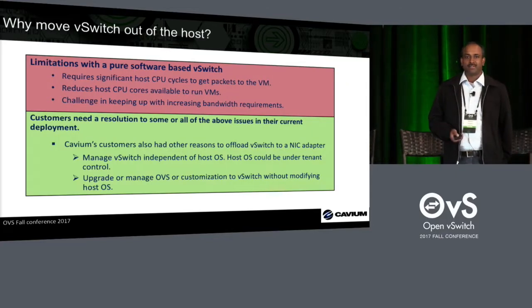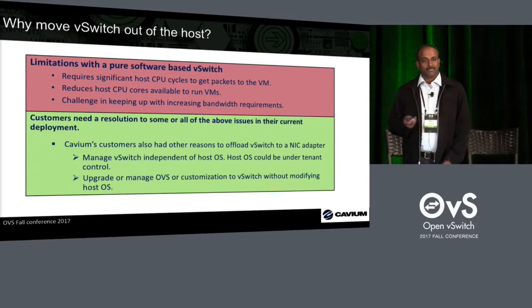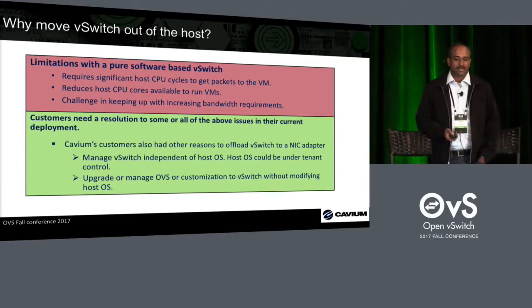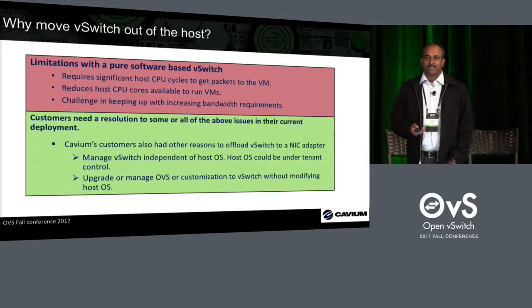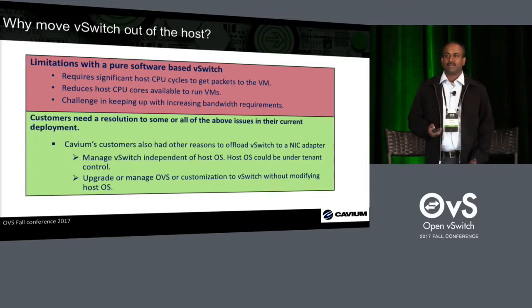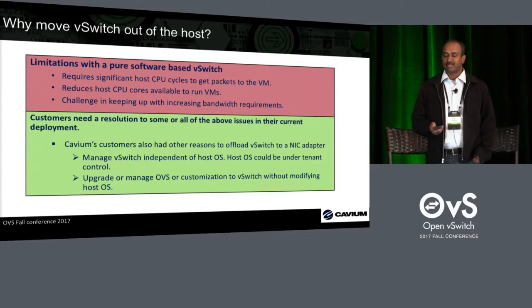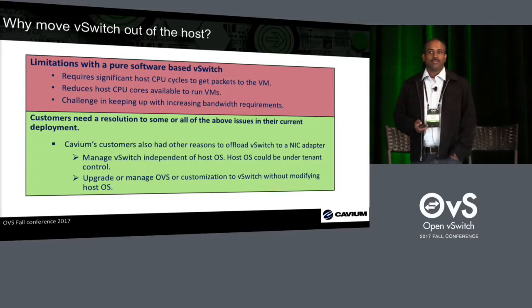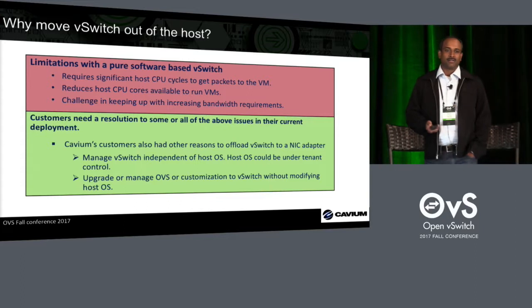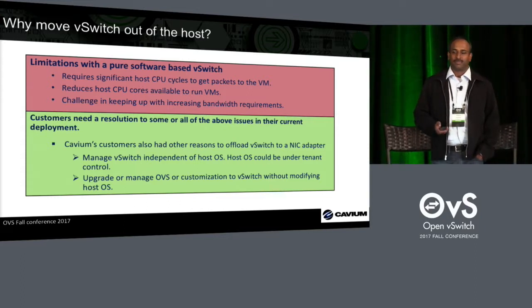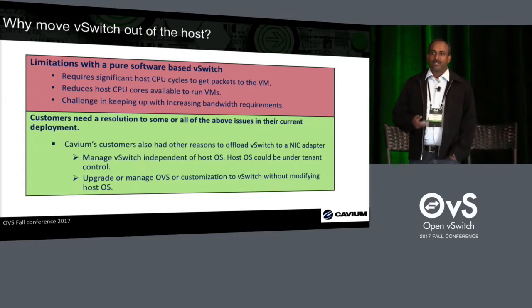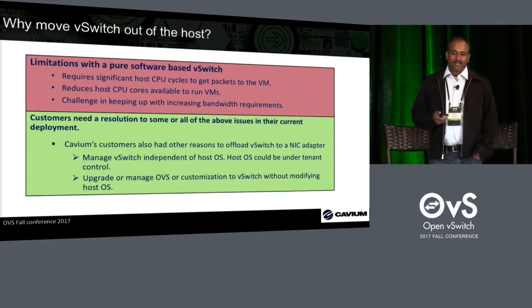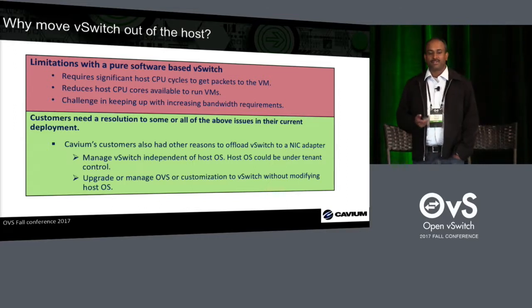But there are some limitations with this model, and the main thing is that you're consuming x86 server CPU cycles in trying to move packets from the network into the VMs. And that's a big cost. It prevents CPUs from being available to run VMs so that the workloads can be efficiently handled. And also, as your pipe grows bigger, from 10 gig to 25 to 50, you're going to end up using more host CPU cores just trying to move the packets to the VMs. And customers want to find a solution to these problems.